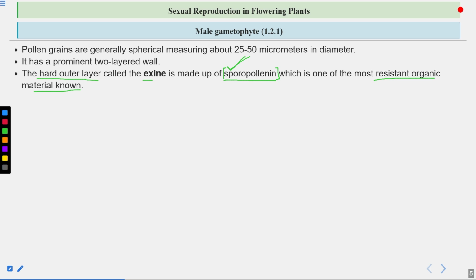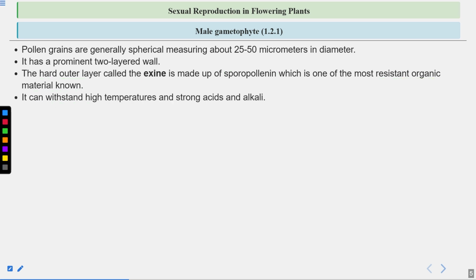So this is about the exine. Exine is made up of sporopollenin, and now we know what the sporopollenin is made up of, its chemical nature, and it is the most resistant organic material known. What is the meaning of resistant? It means it can withstand high temperature, strong acid and alkali.